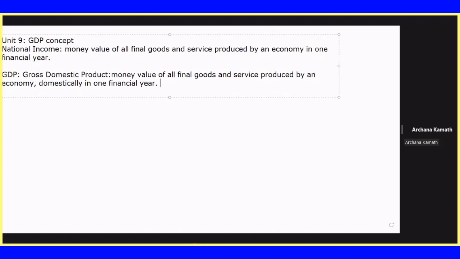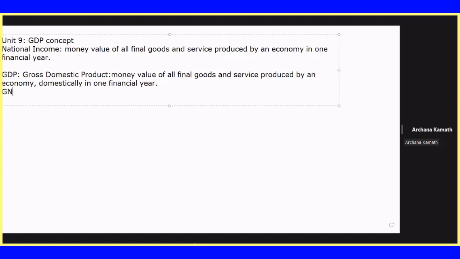So we cannot claim its ownership fully, because there will be a lot of people inside our country coming from some other economy. For example, there will be foreigners, there will be multinational companies which are making money inside our country and sending the money to their home country. That is included under GDP.